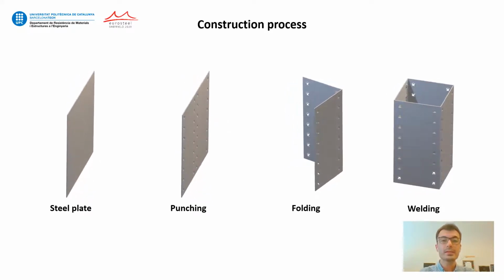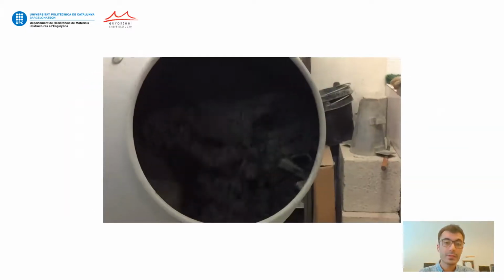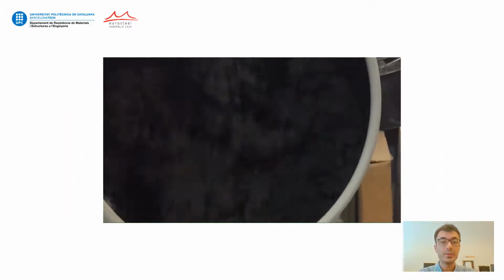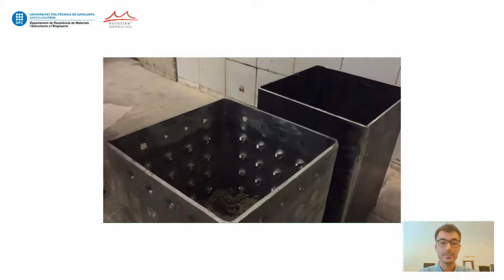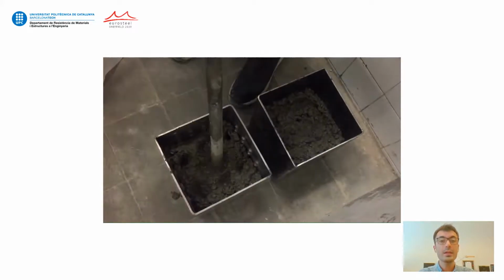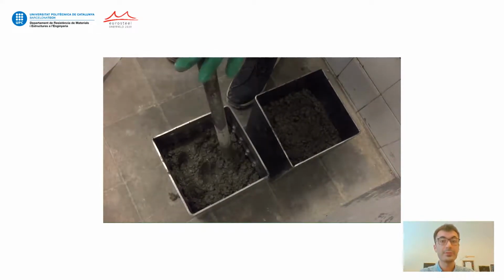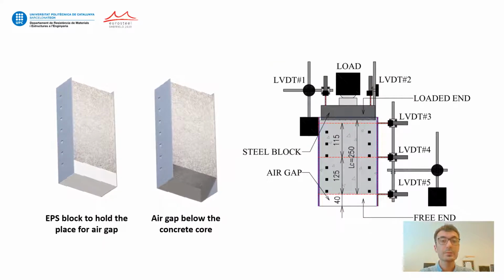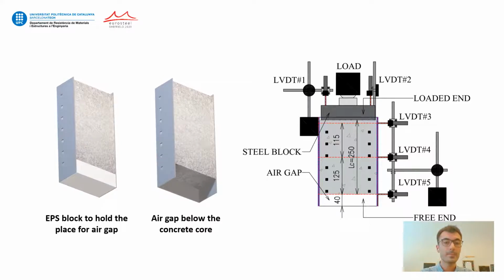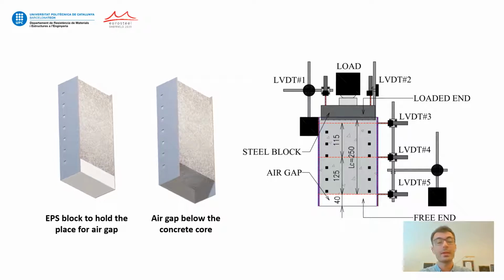The UPC steel tubes should be covered to prevent dripping during the concrete casting. To hold a place for the air gap in the free end, an expanded polystyrene block with 40 mm depth is placed at the bottom of the tubes before casting the concrete, and it is taken off before the test.